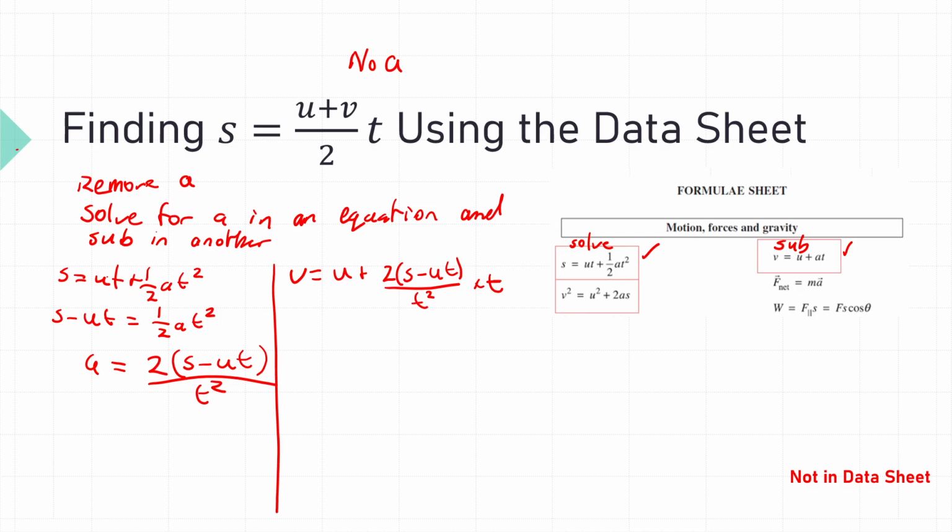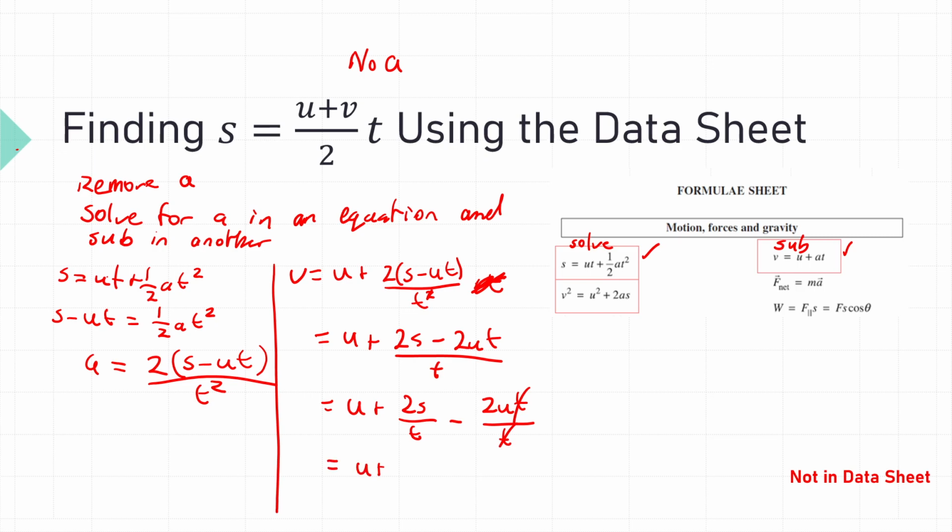The first thing that I'm going to do is cancel out the t here. That leaves us with 2 times s minus ut on our fraction. I can then expand the brackets on the numerator, so that's going to be 2s minus 2ut, all over t. And then I'm going to separate the two terms on the numerator of the fraction. So that's going to be u plus 2s over t minus 2ut over t. That leads to a little bit more cancellation on t, and we're left with u plus 2s over t minus 2u.